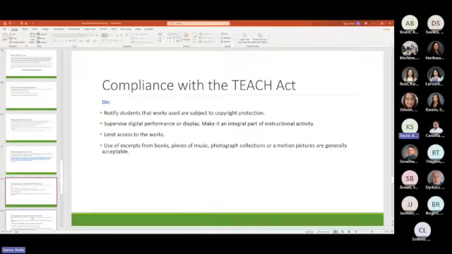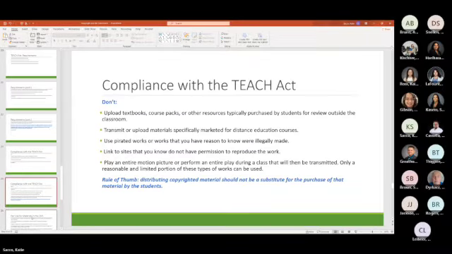So in order to comply with the Teach Act, you want to notify students that the works are subject to copyright protection and supervise digital performance and display. If we're playing a movie, don't just make it downloadable. Okay. Limit access to the works that they have available and use only excerpts of any of those materials. Don't upload your entire textbook. Don't upload whole course packs or other resources that are generally purchased by students.